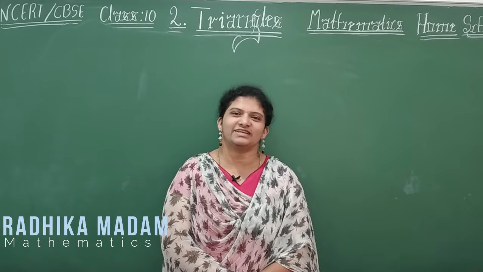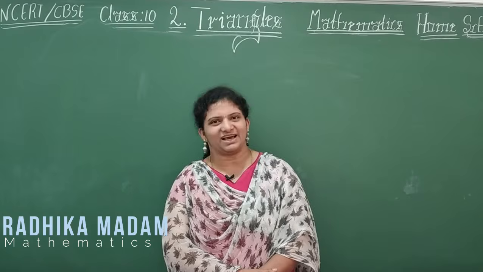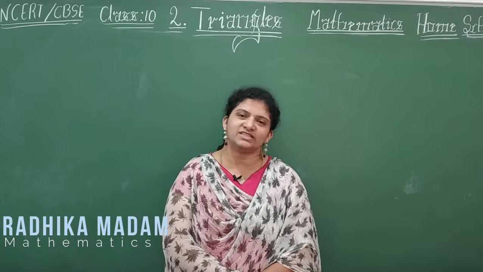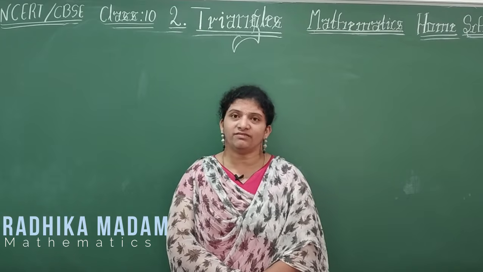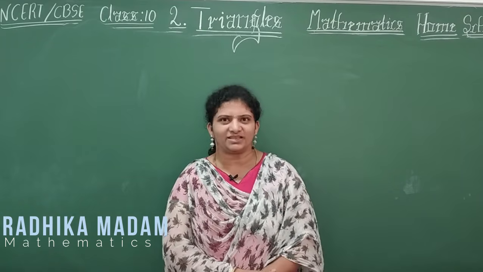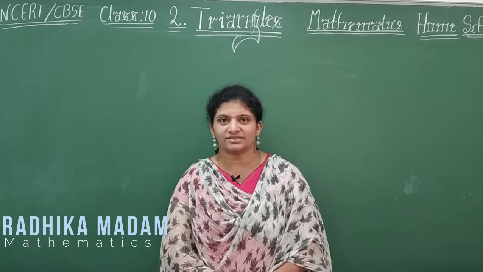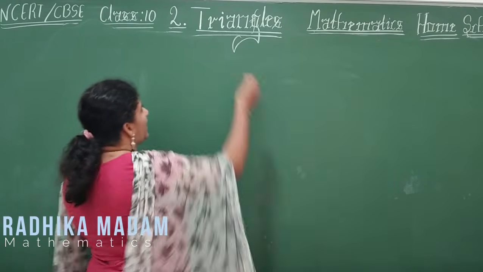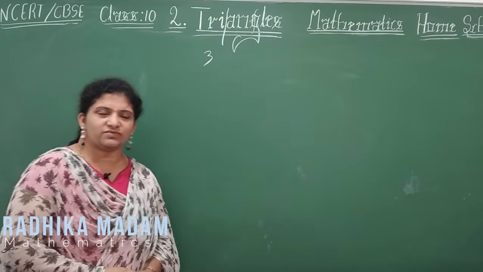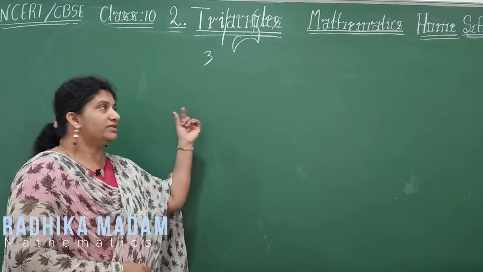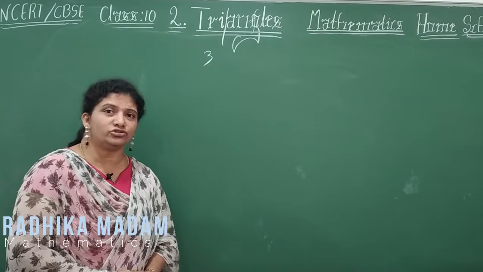This is your NCERT CBSE syllabus, Mathematics class 10, and your second chapter is triangles. See, by the name itself, we can decide what it is. Triangles. Tri, what do you mean by tri? Tri is nothing but three angles. We know the angles, right? The three angles we are going to talk about.